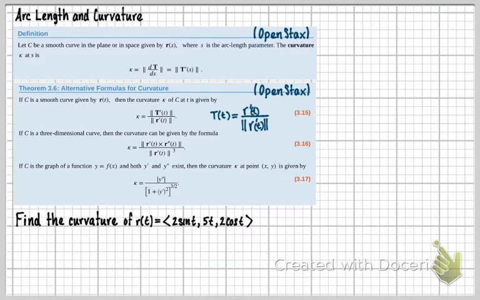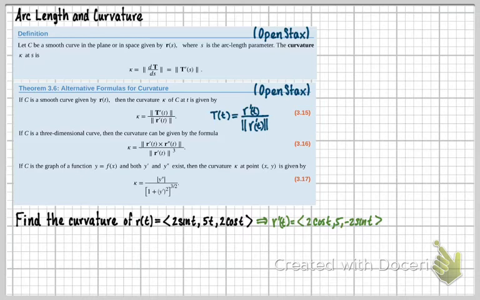Now first we can find R prime of t, because we're going to need that for T anyways. And I just put that formula in there so we could see it. So R prime of t is going to be 2 cos t, comma 5, comma negative 2 sine t. Okay, so that's going to be my R prime of t.